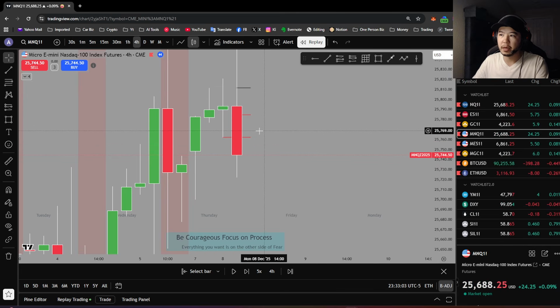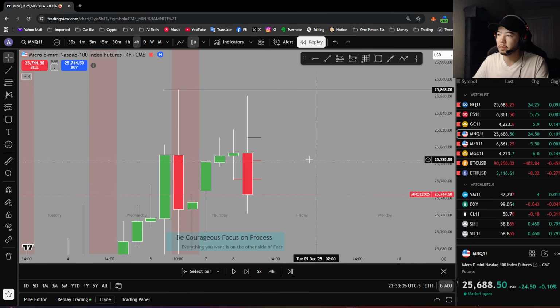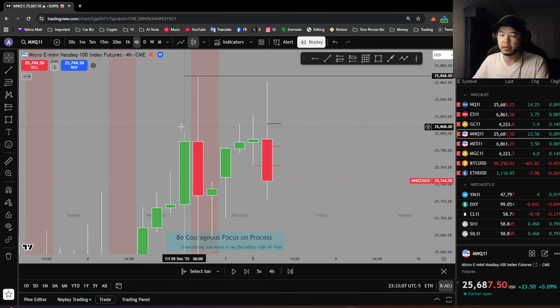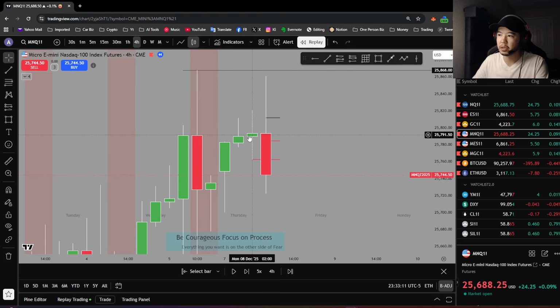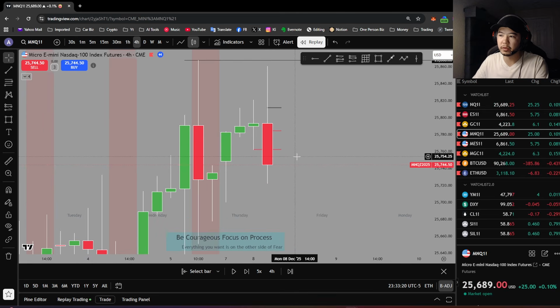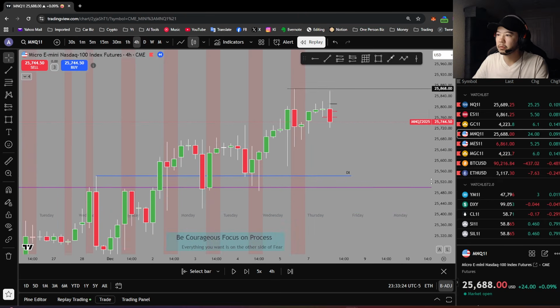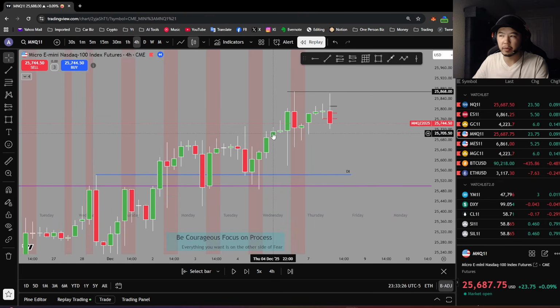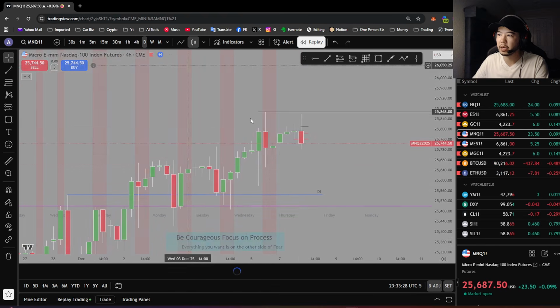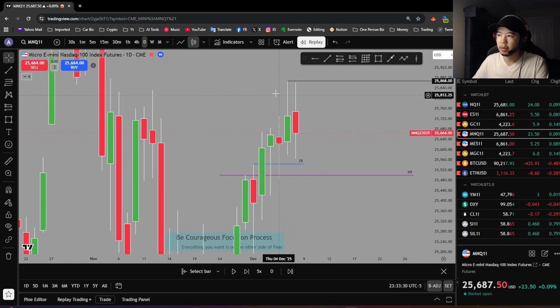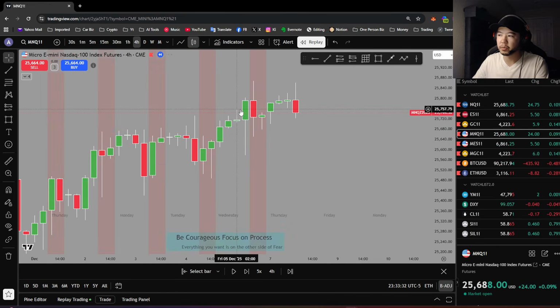And it could be to this line, because we came here and got rejected, we came here and got rejected, rejection, and this one failed to close above it, this one closed above it, but the next one failed to do so. Even though we are in an uptrend on the higher time frame, on the 4 hours and on the daily, we're still due for some correction.